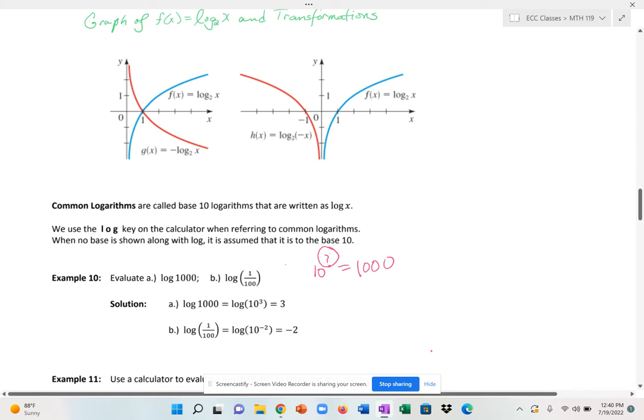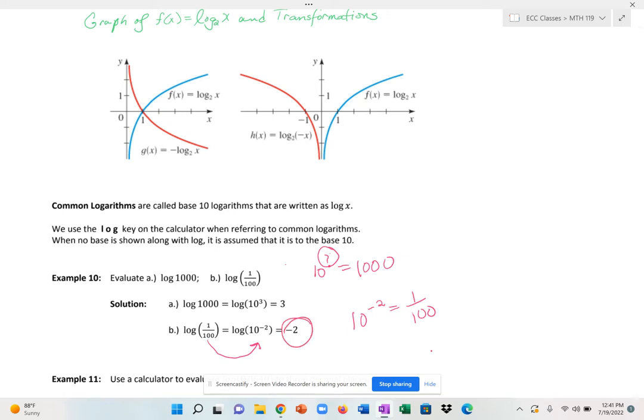The next one is similar. This is log of 1 over 100. I can rewrite the 1 over 100 as 10 to the negative 2. And so 10 to the negative 2 is equal to 1 over 100. So my answer is negative 2.